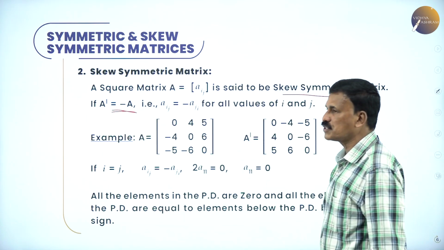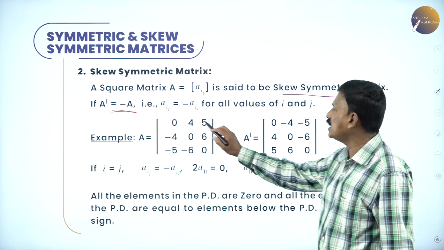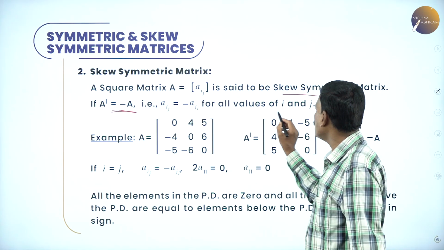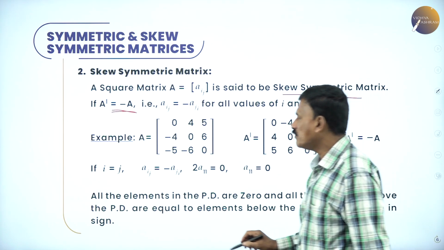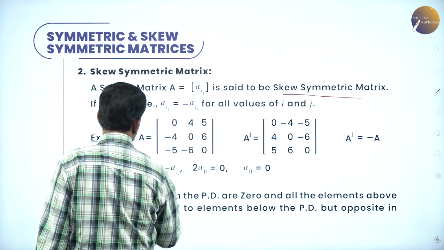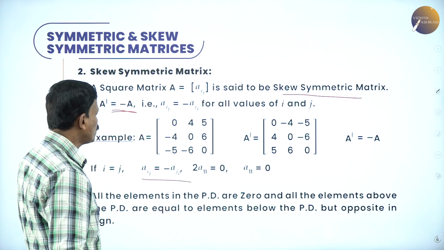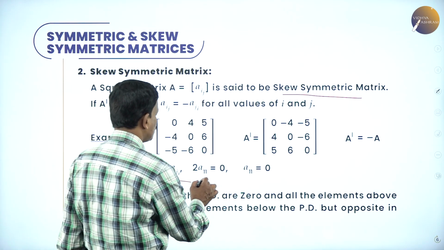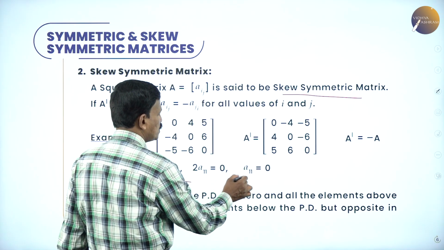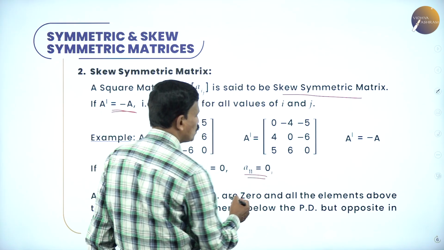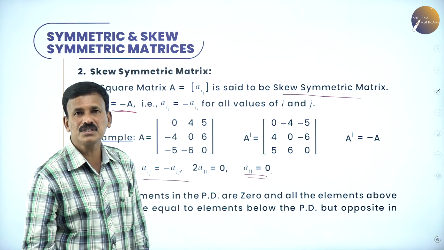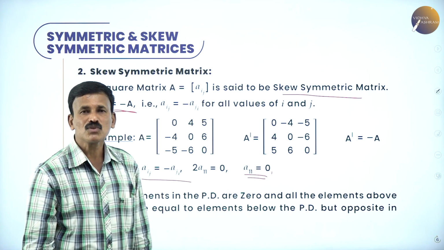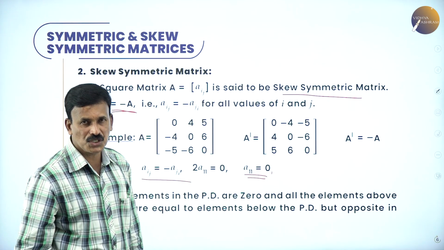If A dash is equal to minus A, that is for all i, j elements, Aij is equal to minus Aji for all the values of i and j. Whereas if i is equal to j, Aij is equal to minus Aji, provided principal diagonal elements are 0. That is, A11 is equal to 0, A22 is also equal to 0, A33 is also equal to 0. So in case of a skew symmetric matrix, all the principal diagonal elements are zeros.